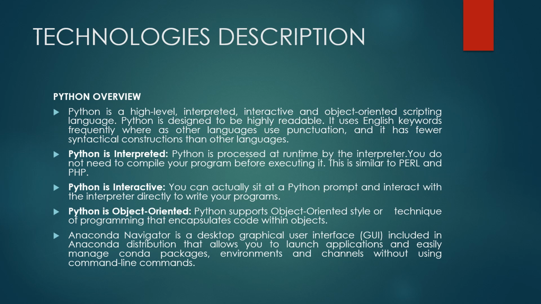Here comes the technology description, how exactly Python works and how natural language processing is involved in Python. As we all know, Python is a high-level interpreted, interactive and object-oriented scripting language. And here we use the Anaconda tool. Anaconda Navigator is a desktop GUI with lots of libraries pre-built, making it easy to navigate all the libraries and modules. It has a lot of packages, environments, and channels, without using command line prompts.